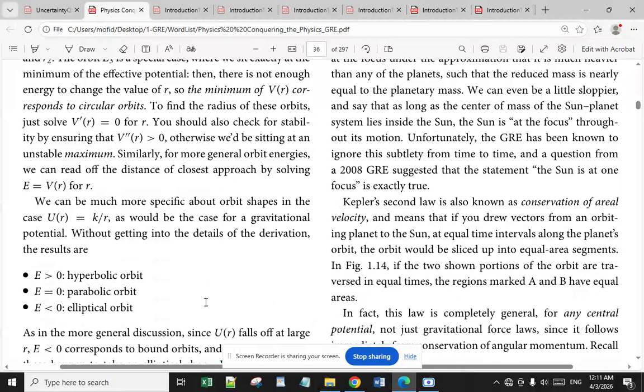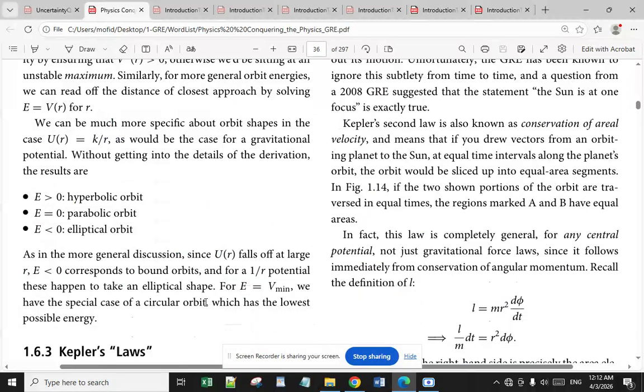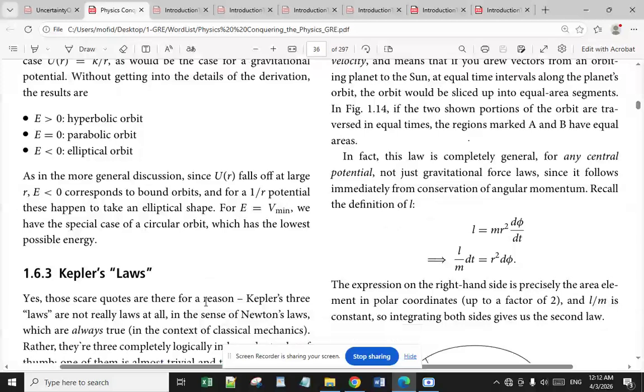Kepler's second law is also known as conservation of areal velocity and means that if you draw vectors from an orbiting planet to the Sun at equal time intervals along the planet's orbit, the orbit would be sliced up into equal area segments. In Figure 1.14, if the two shown portions of the orbit are traversed in equal times, the regions marked A and B have equal areas. In fact, this law is completely general for any central potential, not just gravitational force laws.